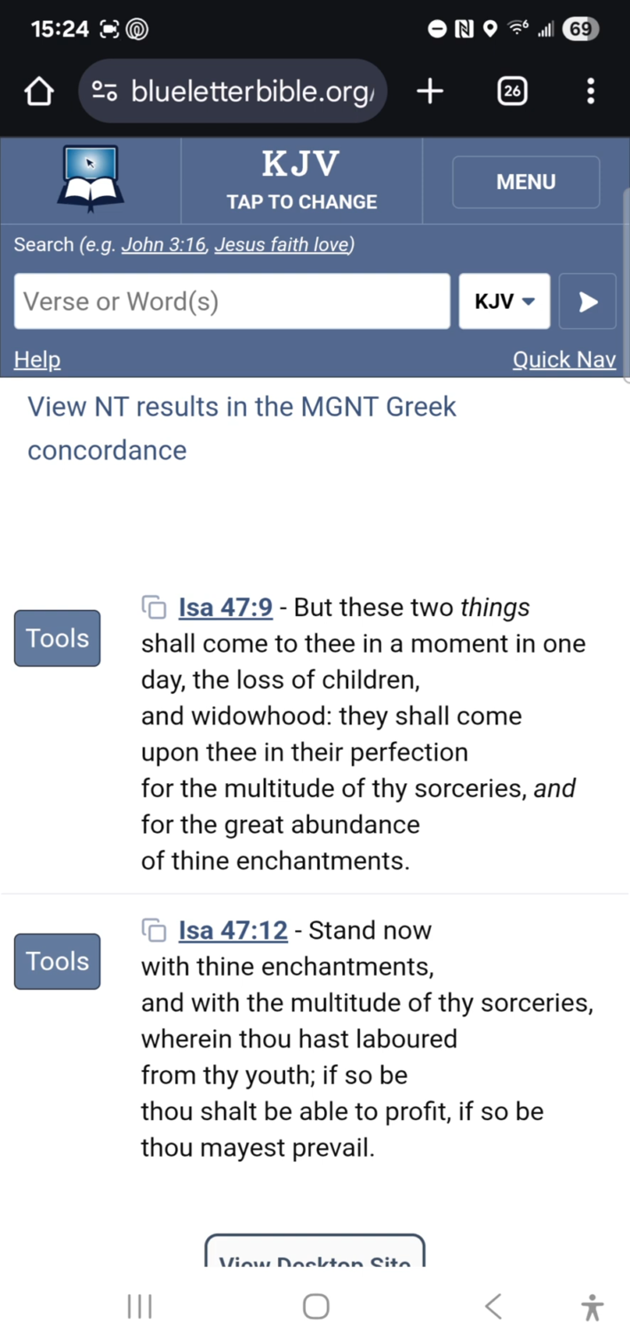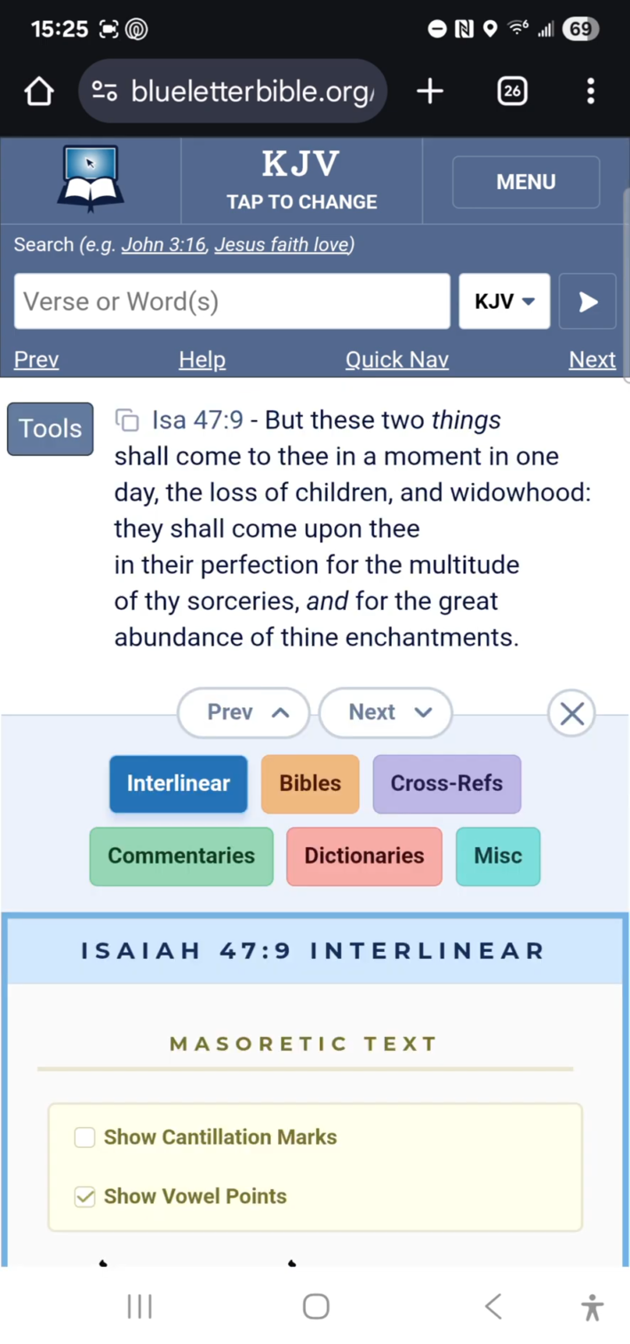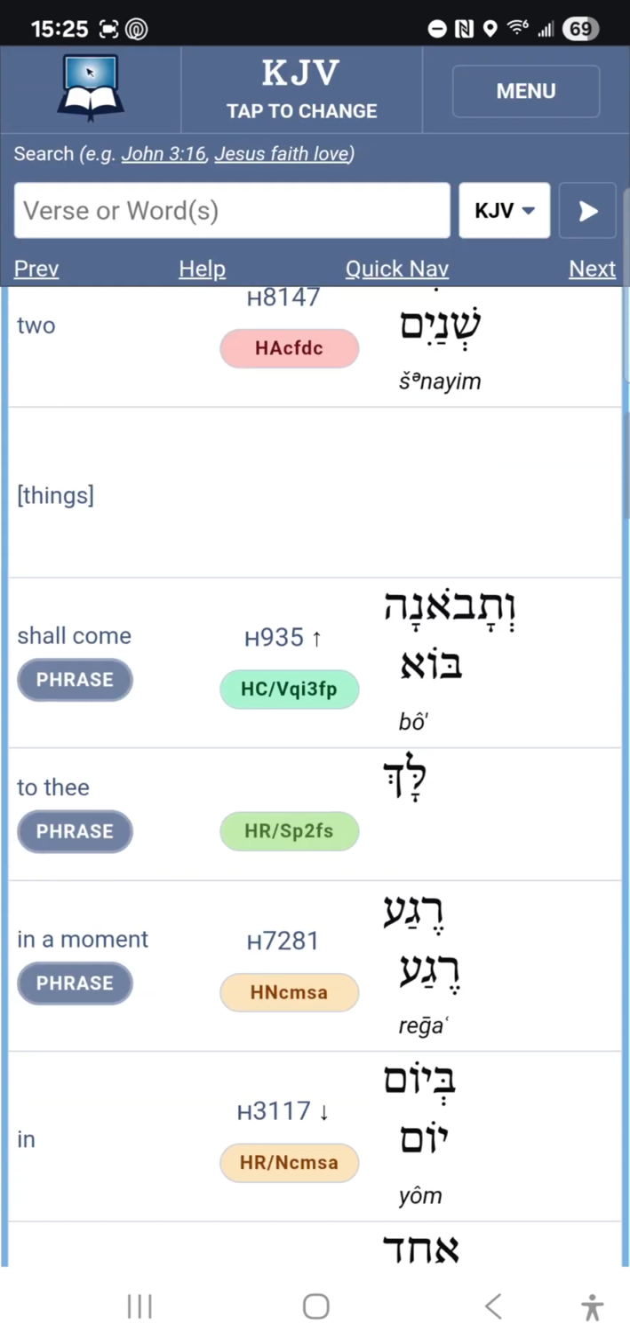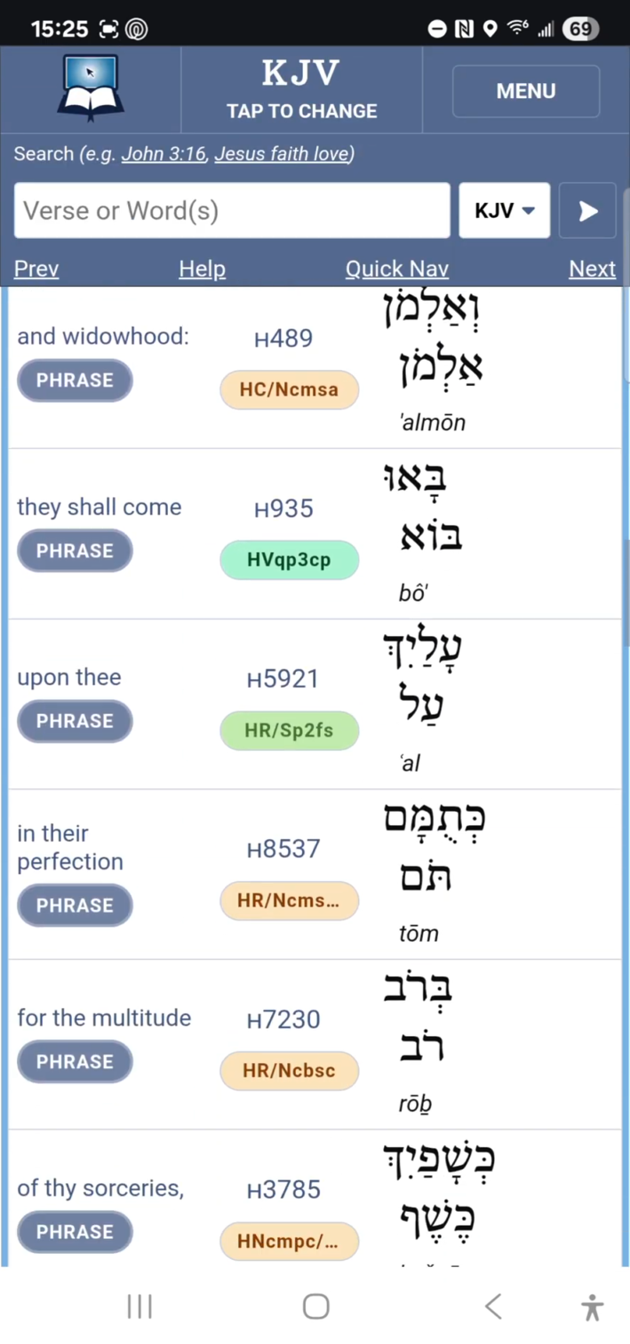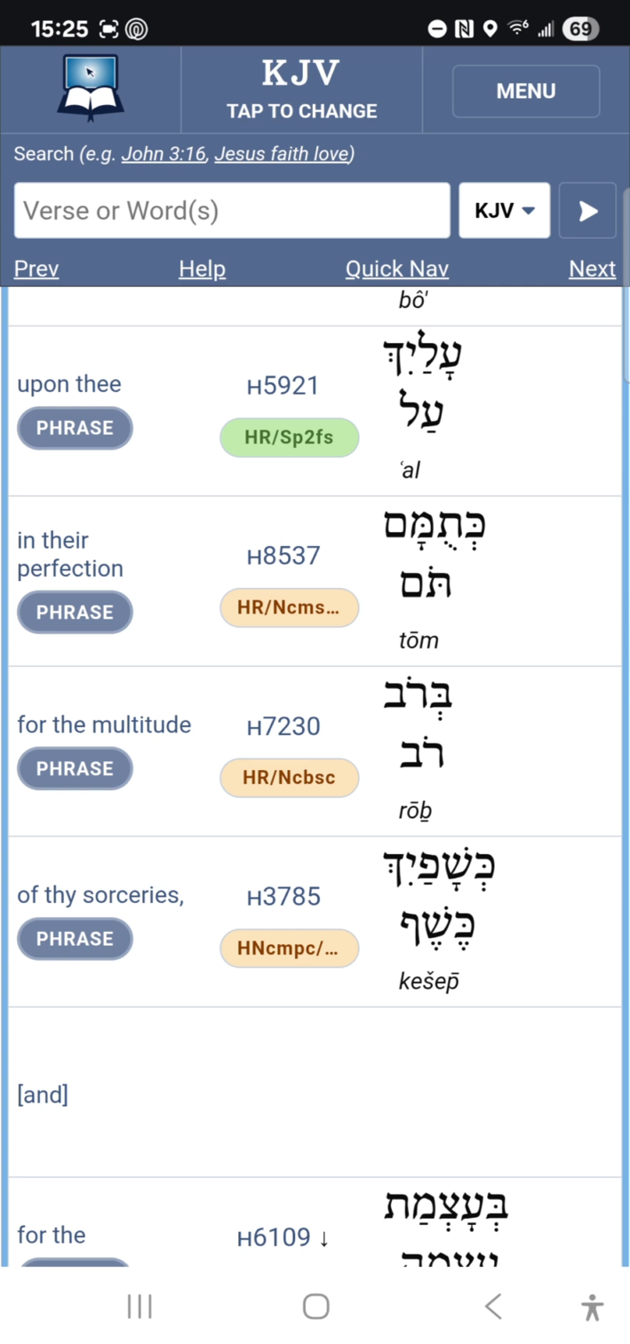So you see this right here, for the multitude of thy sorceries. Then it talks about enchantments. And then again, with the multitude of thy sorceries. All right. But I'm going to go into Isaiah 47:9, and I'm going to find that word sorceries. So you see right here, sorceries.